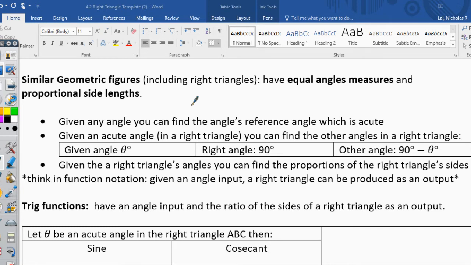Once you know all the angles in the right triangle, you'll be able to determine the proportions of the side lengths of the right triangle. And what trig functions are is the proportions of the side lengths of a right triangle. Trig ratios, trig functions, take an angle as input and give the proportions of a right triangle as output.